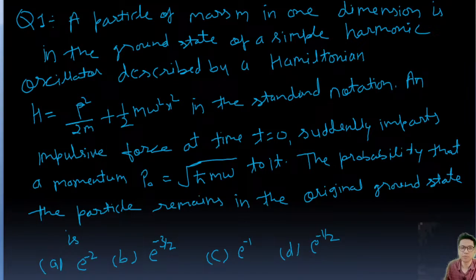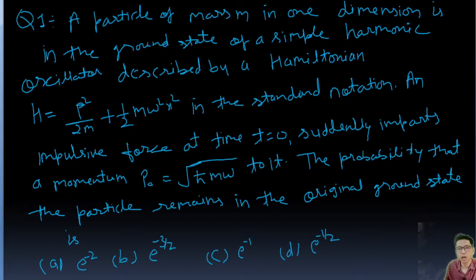Now I will solve it. So, very good question. Because the particle is in one dimension, in the ground state of a simple harmonic oscillator, the original ground state of the particle, that is, the ground state before getting momentum, is going to be the wave function psi naught. Psi naught for a simple harmonic oscillator, we know, right?